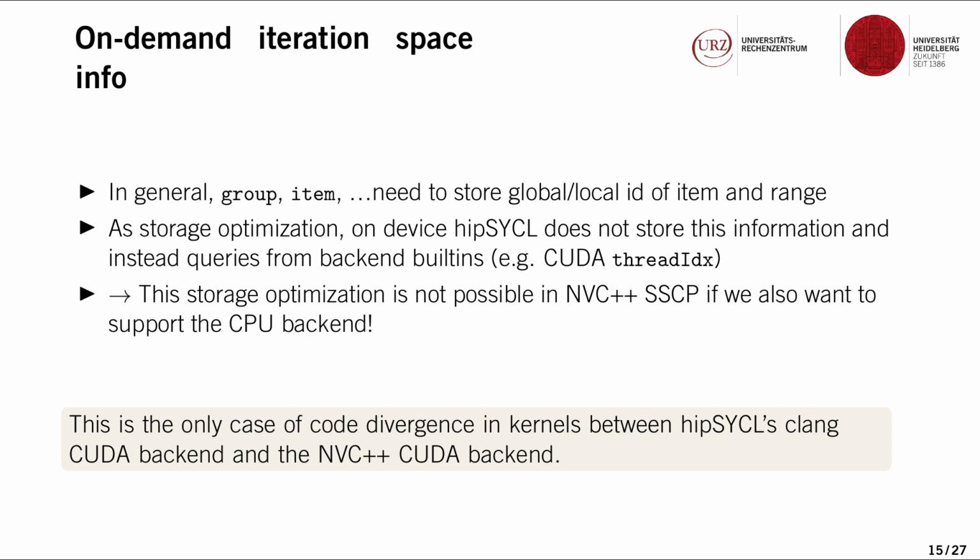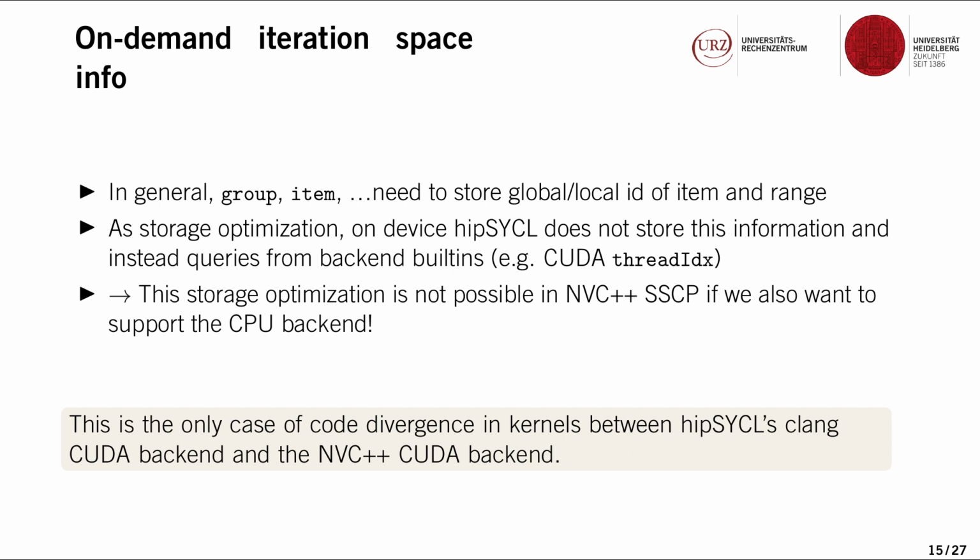And this affects something that we call on-demand iteration space info. This is an optimization that affects SYCL classes like group or item. Normally these classes need to store the global ID, local ID, range, global range, local range, and so on. But what you can actually do if you're compiling for something like CUDA, you don't actually need to store that information. You can query it on demand from backend built-ins such as CUDA thread index, because those are very efficient and they have this information readily available.